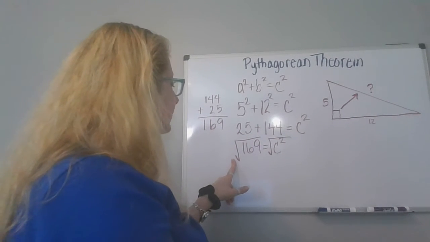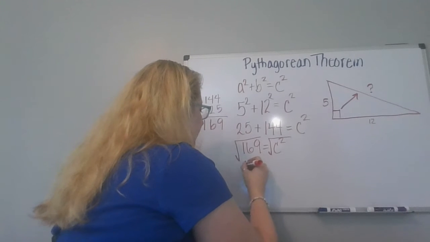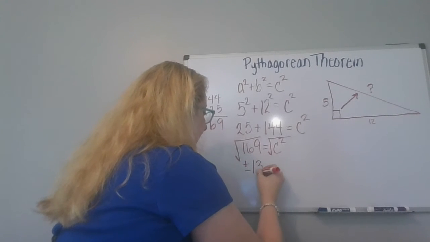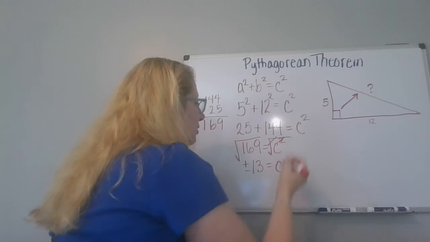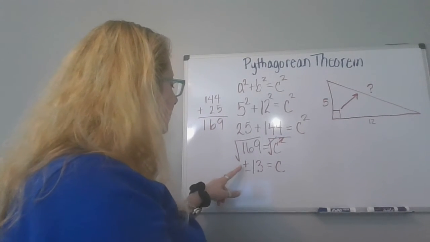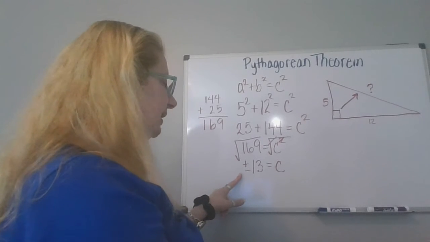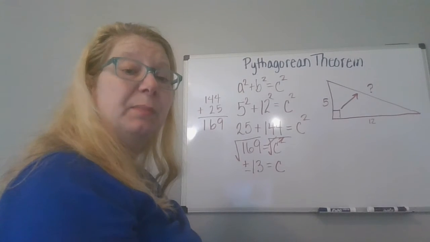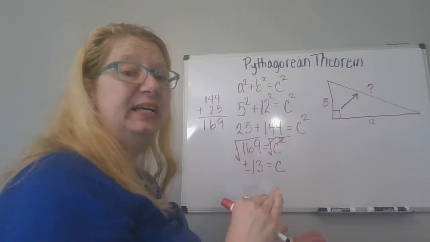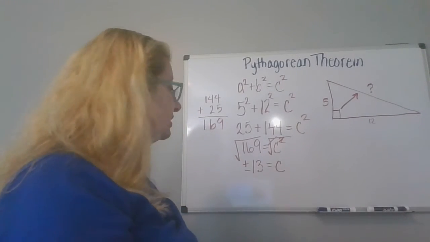And the square root of 169 is plus or minus 13, which is equal to C. Remember that our radical and our square will cancel out. Now, here we've got a positive and a negative 13. Remember, whenever we take the square root of a perfect square, it's always going to have a positive and a negative, or even non-perfect squares.